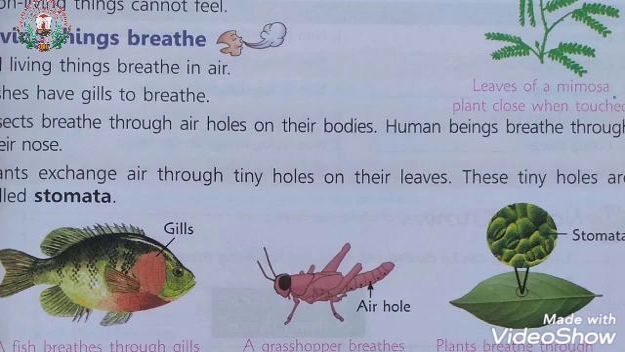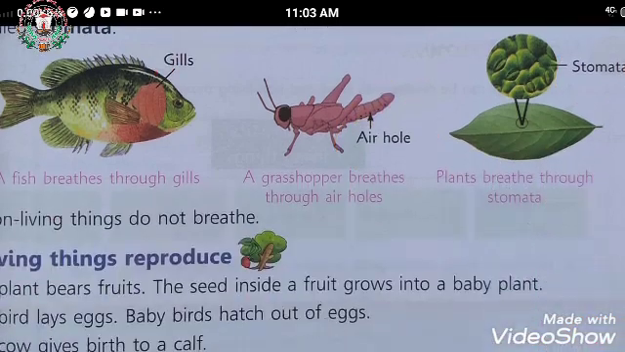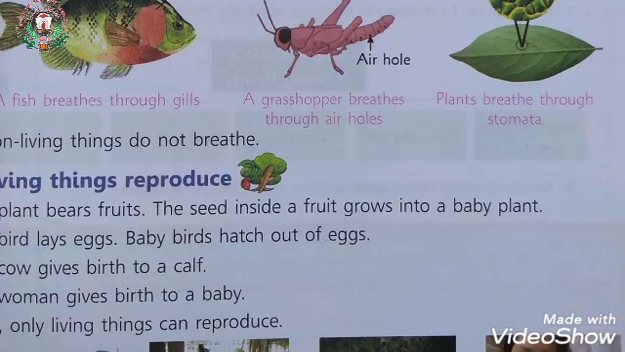Now the next one, living things breathe. All living things breathe. Fishes have gills to breathe. Insects breathe through air holes on their body. Humans breathe through their nose. Plants exchange air through tiny holes on their leaves. These tiny holes are called stomata. But non-living things do not breathe.